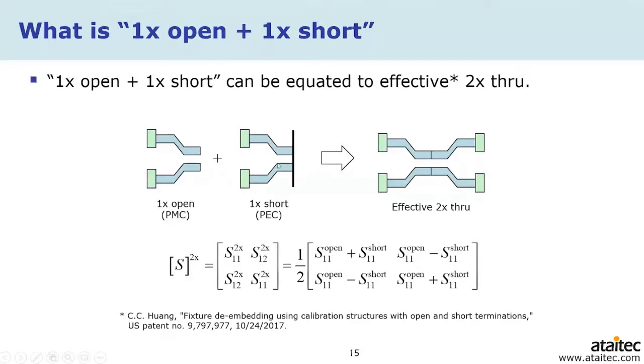So you can combine them into a structure with a symmetry plane right in the middle of this symmetric structure, right? And the process is very simple. So you can combine 1x open and 1x short into an effective 2x through, and then we can apply the existing algorithm to do the embedding, etc., etc.